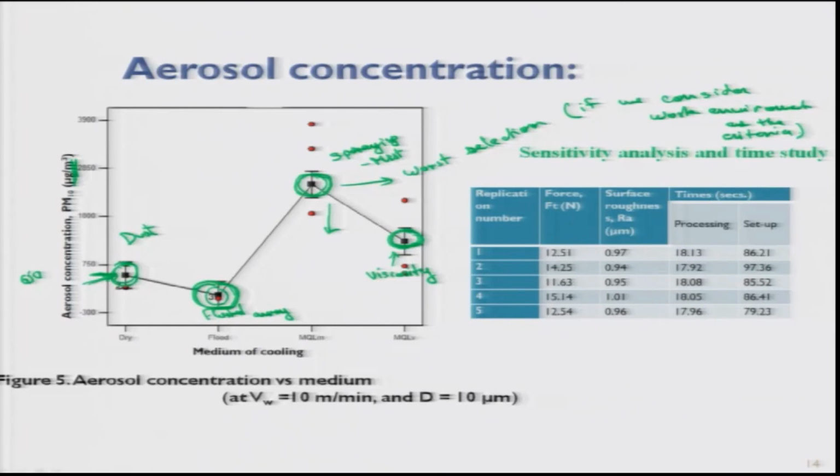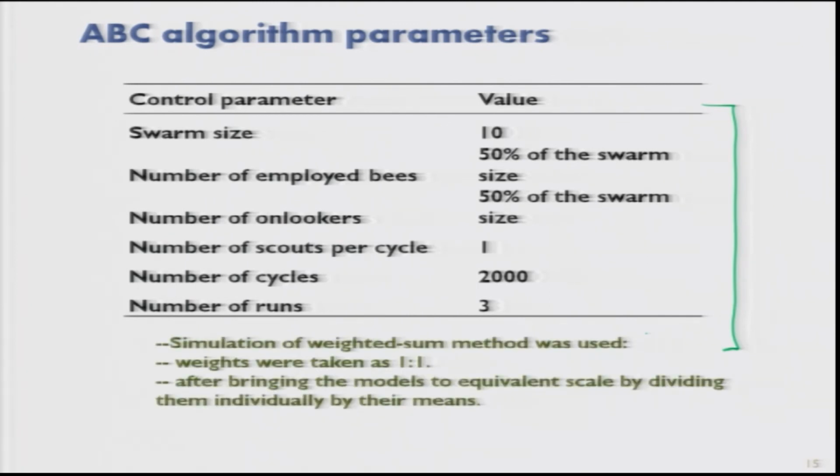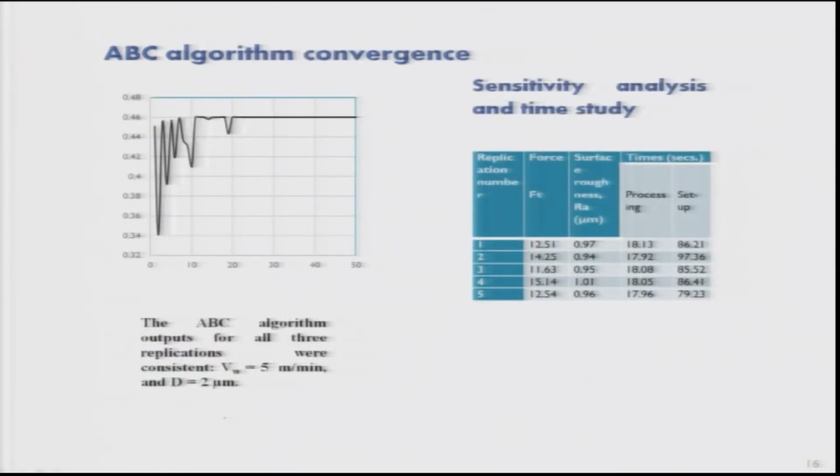So next we conducted ABC analysis, that is optimization. These are the parameters selected for the artificial bee colony algorithm, and the weighted sum method was used. This is one of the ABC methods, and we found the convergence, and the final results were at this speed and this depth of cut; all the parameters were found at optimal state.